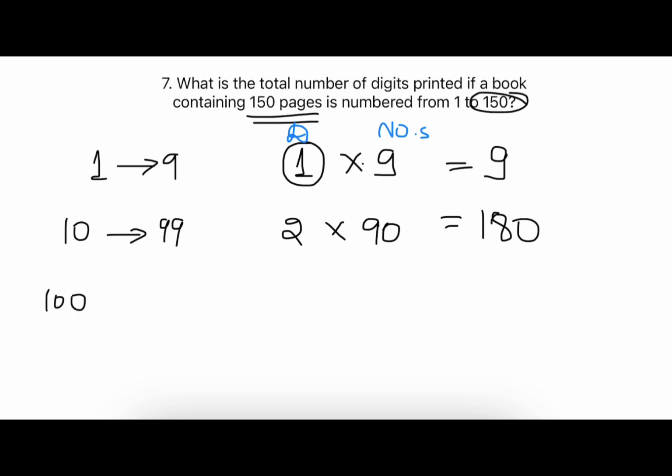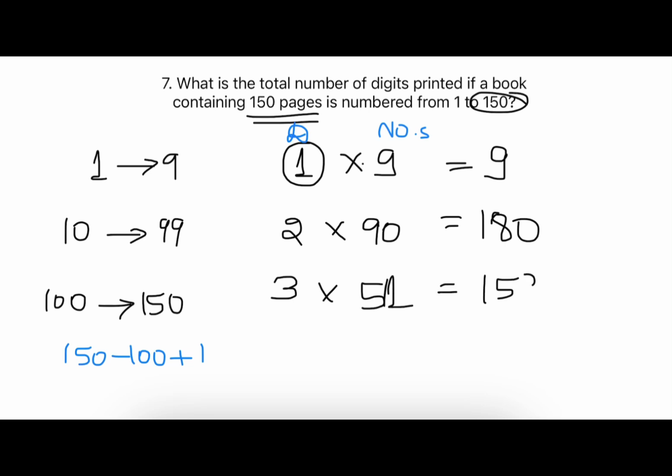So total number of pages is 150, right? So we should go further. Page number 100 all the way up to page number 150. 3 digits are printed. And how many such numbers are there? Number of pages: it is 150 minus 100 plus 1, which is equal to 51. And here the number is going to be 153. So when we take the summation of all of these, the total number of digits printed is 180 plus 153 plus 9, which is equal to 342 digits. So therefore, what is the total number of digits printed? 342 digits are printed in a book containing 150 pages numbered from 1 to 150.